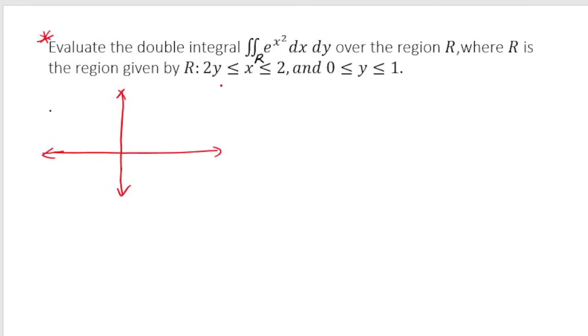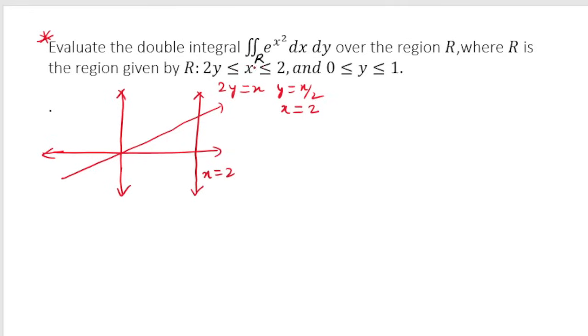So how do you draw this region? If I ask you 2y is equal to x, it means y is equal to x by 2. So there is a line passing through the origin with a slope of half. So this is the line y is equal to x by 2. And the next is x less than or equal to 2. If I ask what x is equal to 2 is, there is a line parallel to the y-axis at a distance of 2 units. So this is the line x is equal to 2, right?